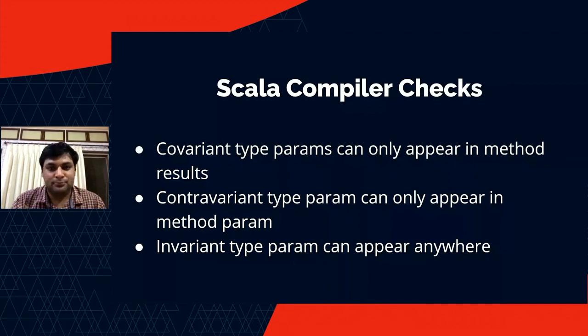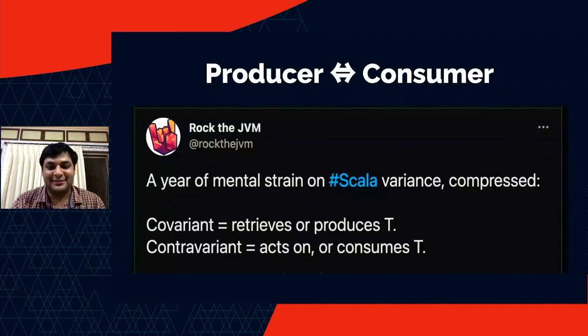So now, does it ring any bell? The producer, or the covariant type, we are producing it, and therefore it's covariant. And contravariant, because we are consuming in the function, and therefore contravariant.